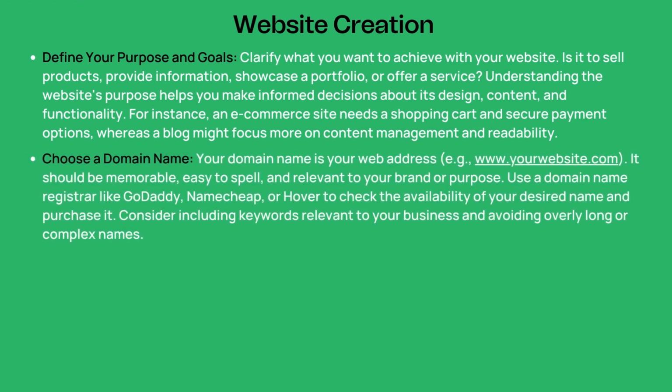Next is to choose a domain name. So your domain name is your web address. If you take our company, for example, it's www.profiletree.com. So you'll be using something like www.yourbusinessname.co.uk or .com or .org. There are several different web addresses that you can use.